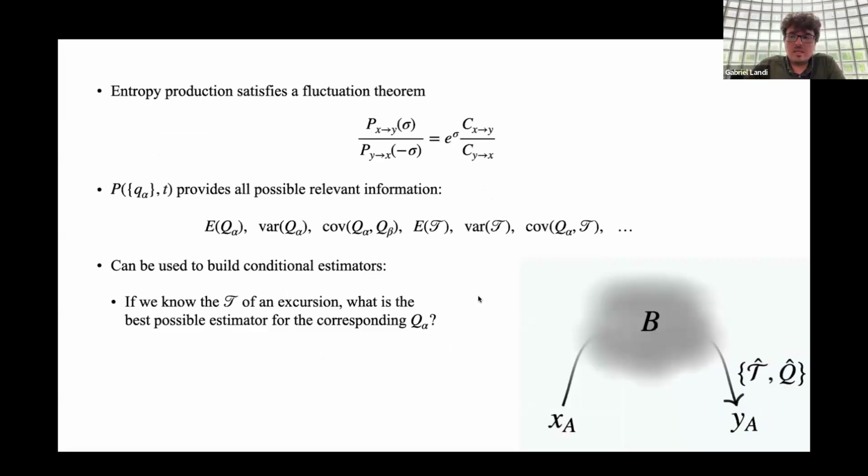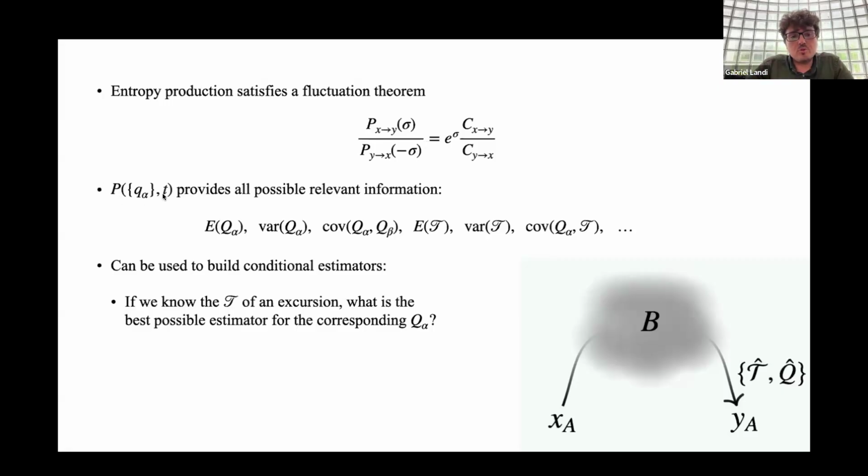So some results that follow from this idea. First, we found that stochastic excursions satisfy fluctuation theorems. So the probability of having an excursion from X to Y and producing some entropy sigma, or from Y to X and producing minus sigma, is related by e to the sigma times a correction due to some normalization constants. This result, in fairness, is not at all original. This is just Seifert's trajectory level fluctuation theorem written for a specific excursion. Okay, but it is interesting to see how it naturally emerges.